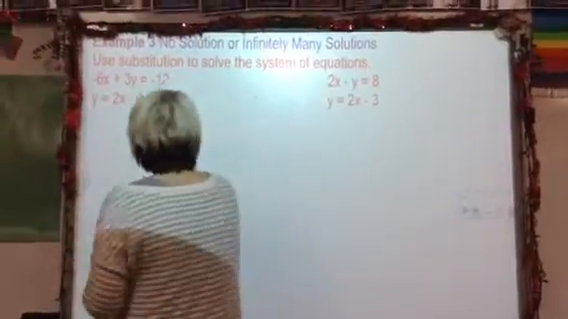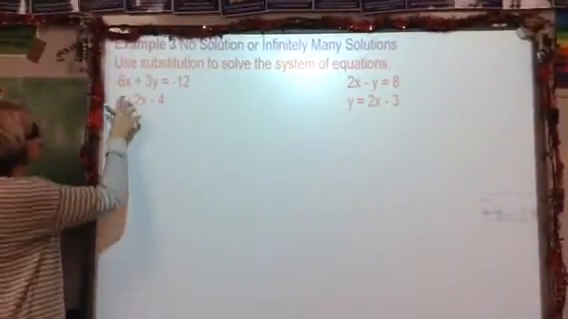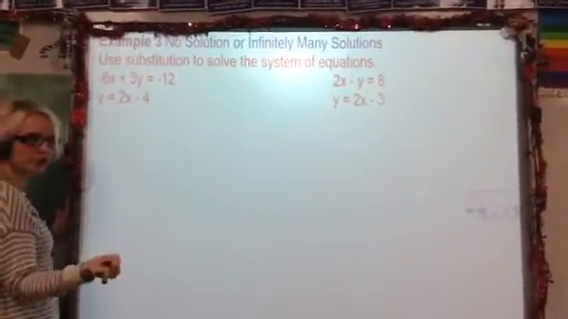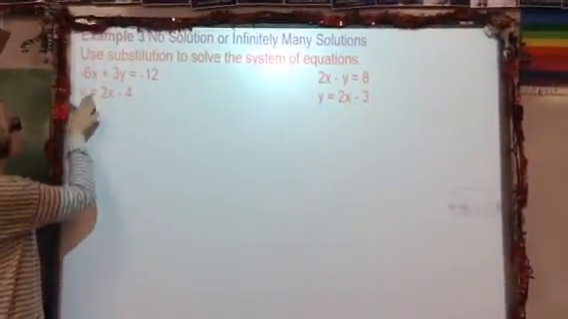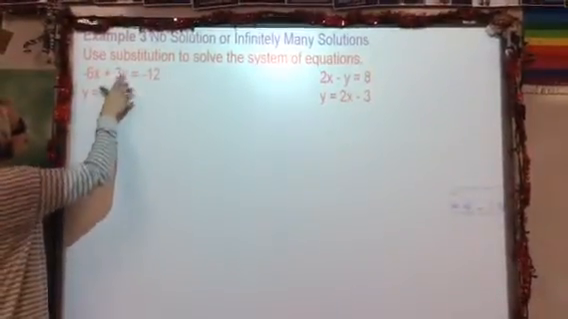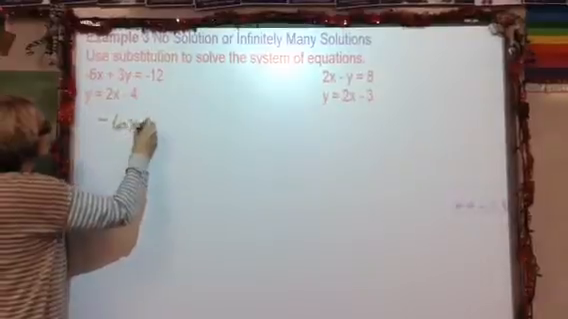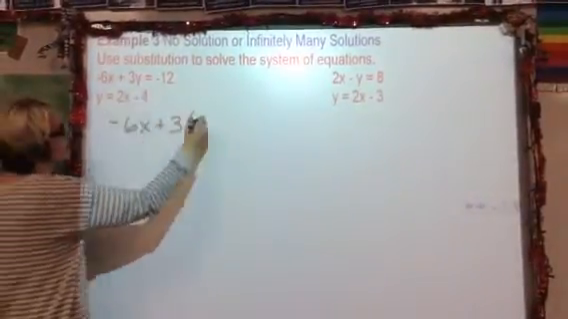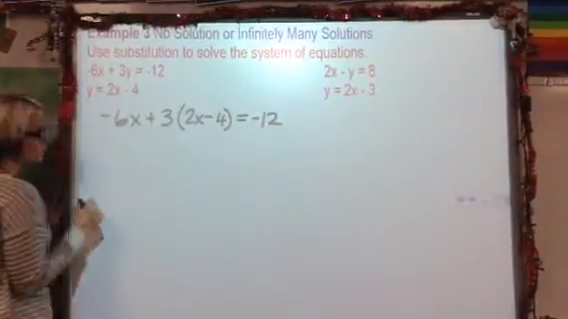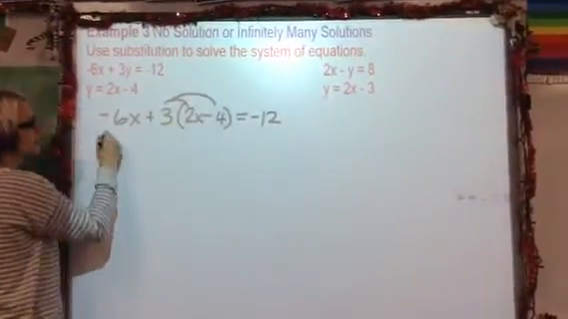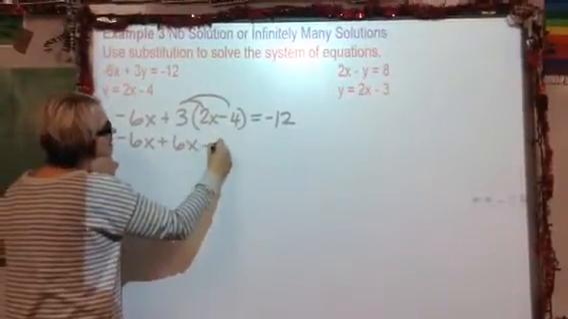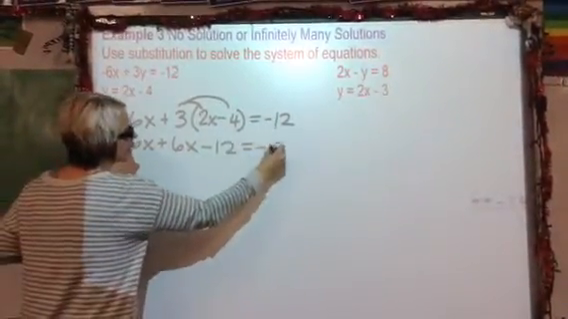Now, there is a possibility where I will use substitution and I will get something that is either no solution or infinite solutions. So I'm going to show you what those look like. This is equal to y, so I'm going to substitute this value in for y. Negative 6x plus 3 times all of this, 2x minus 4 equals negative 12. Start by distributing. Negative 6x plus 6x minus 12 equals negative 12.